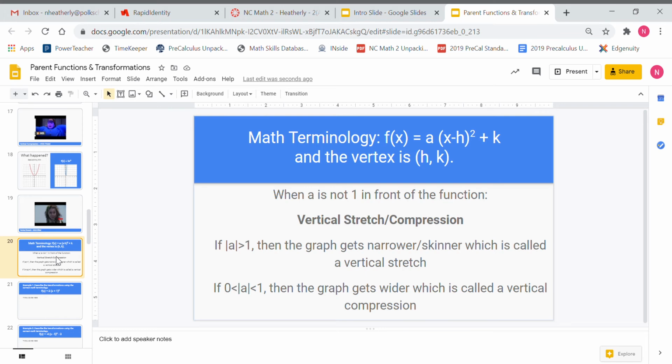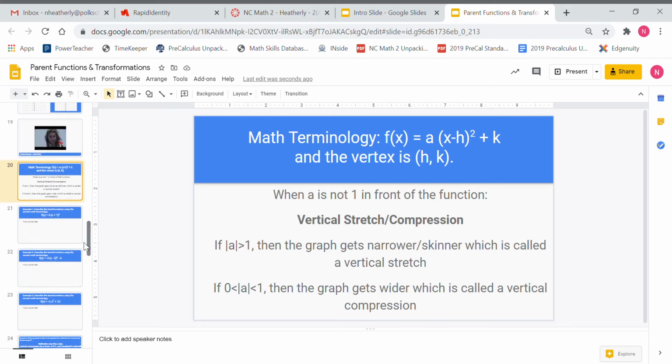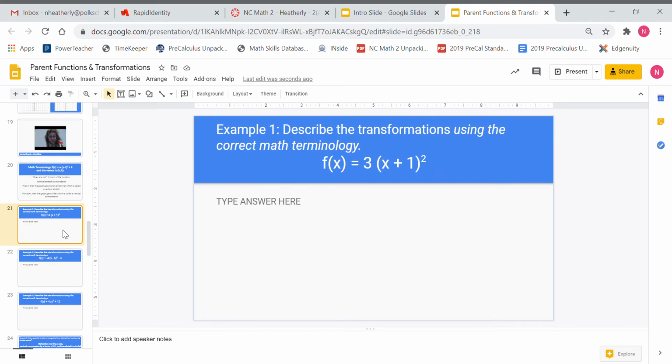So if you have a number in front of your function, it's either going to be a vertical stretch or a vertical compression. With that, it's still your a value. Remember, we already know when a is negative, it's a reflection. And now we know that if it's greater than 1, so if it's a whole number, it gets narrower or skinnier, and we call that a vertical stretch. If it's between 0 and 1, it gets wider, and that's called a vertical compression. So you can think about Charlie and the Chocolate Factory. And so those are all of your transformations.